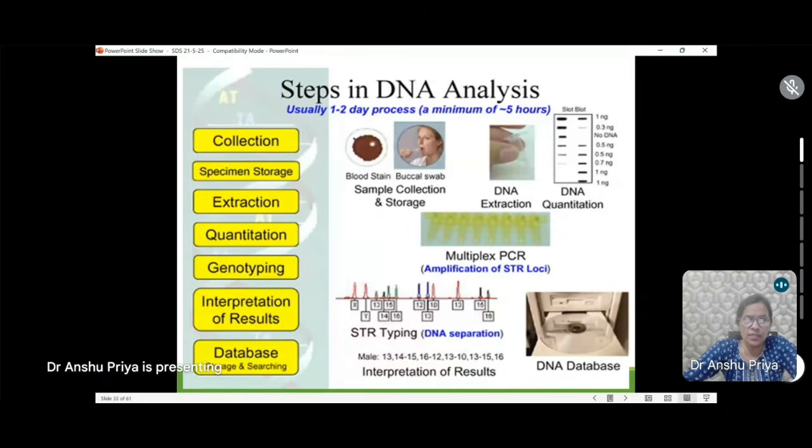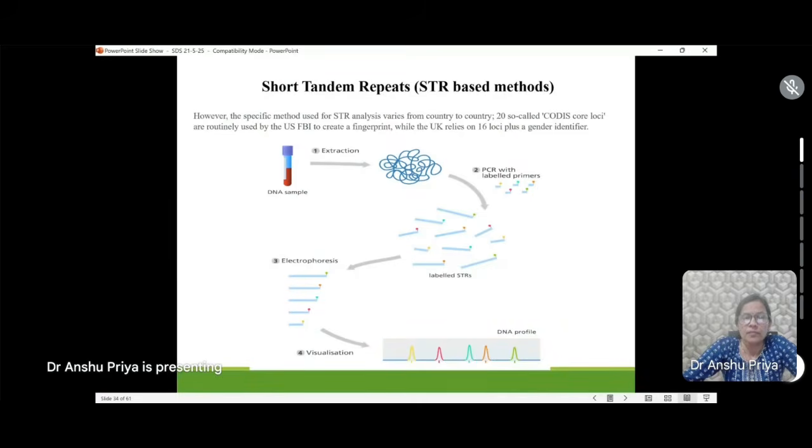These are the basic steps of any DNA profiling: sample collection, then DNA extraction, quantification, amplification, and then genotyping and data interpretation. Similarly, we extract the DNA, and after the DNA extraction, we amplify the DNA fragments using the kit. After amplification, we do the electrophoresis, which is capillary electrophoresis, done in the Sanger sequencer or the genetic analyzer, and we visualize the profile as peaks.